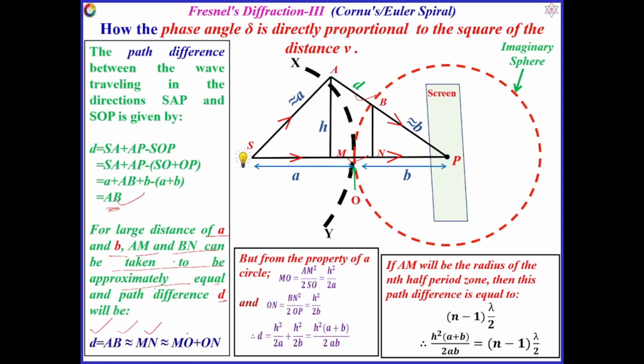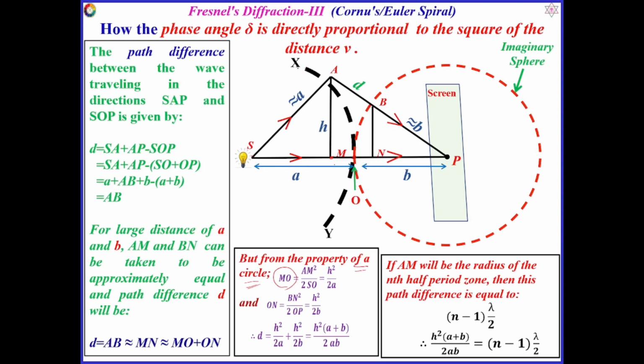And MN is nothing but MO plus ON. Here M is this point, N is this point. So the distance M to N is nothing but M to O, then O to N. The same thing has been written. Now, from the property of the circle, MO, this distance MO, is nothing but AM square by 2 into SO.